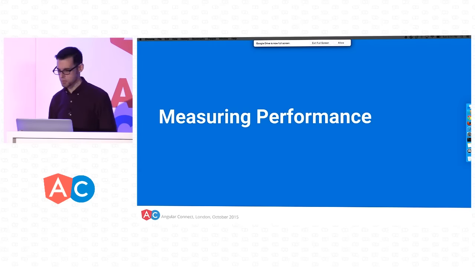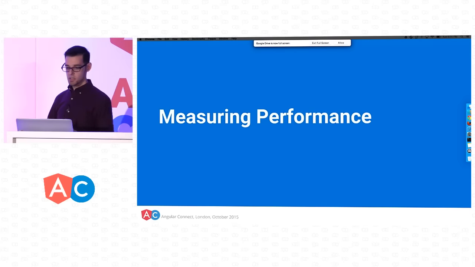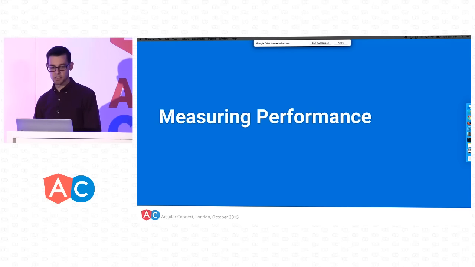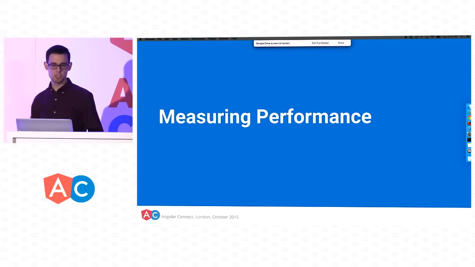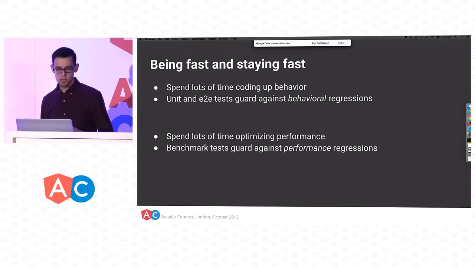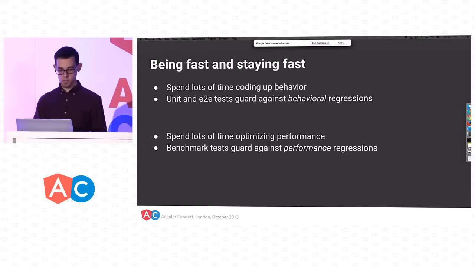But what I will go into a little more detail on is measuring performance. So you finished your code and it's super clean, you've got tests making sure it's working correctly, and it seems fast, but how do you prove it, and how do you make sure it stays that way? Well, you already have automated unit tests and end-to-end tests to guard against behavioral regressions, so the logical thing to do would be to have automated tests for performance.